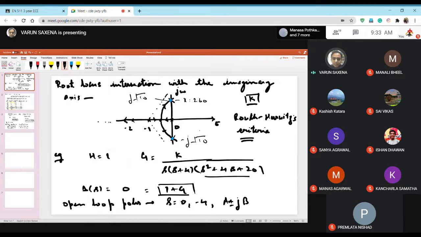So there was a problem last time. I think we had looked into another problem. Let's try to make a complete root locus for this.